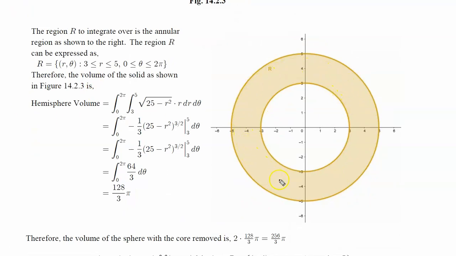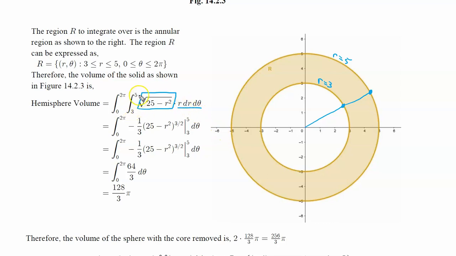So here's the region over which we're going to set up our double integral. Now notice that the radius r varies from 3 out to 5. So this curve right here is the curve r equals 3, and this is the curve r equals 5 out here. And so the volume of that hemisphere is going to be this double integral. Now notice right here is our f of r comma theta, square root of 25 minus r squared, and right here is our dr d theta.